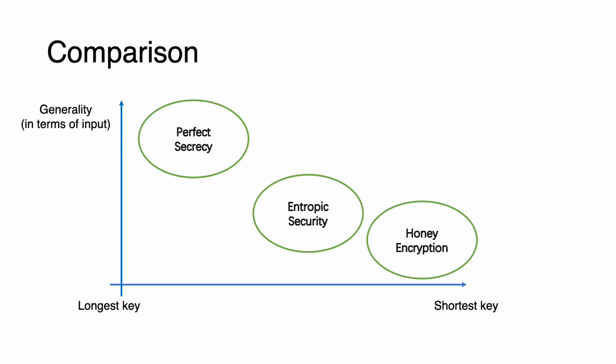Entropic security works for any high entropy input, and uses a shorter key depending on input entropy. Honey encryption only works for a specific input distribution, but uses the shortest key, which is actually independent of input entropy.